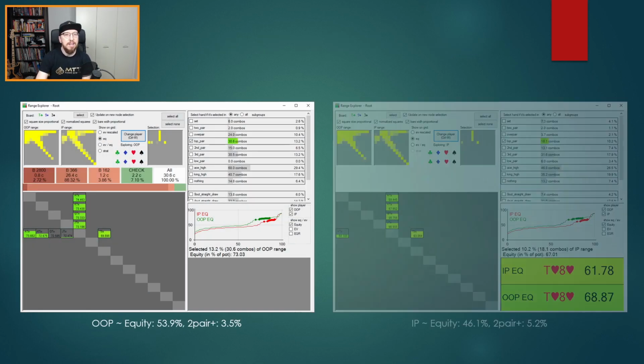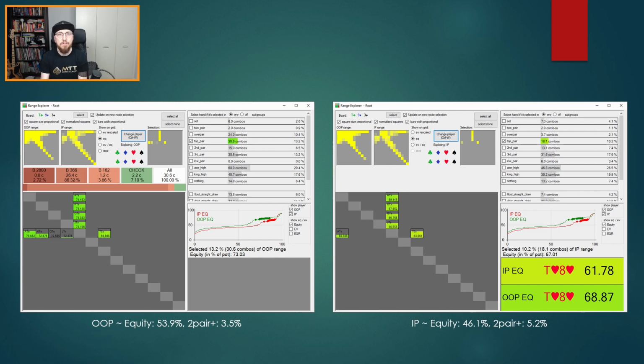So what I've done here is do a side-by-side comparison of the Range Explorer within PioSolver. Really useful tool. If you're not using it, you should definitely use it. It's really, really cool to be able to look at what you're doing with your range in terms of strategy, and also to see how many combos and what kind of proportion of your range is in each category. So like sets, two pairs, overpairs, top pair, etc.